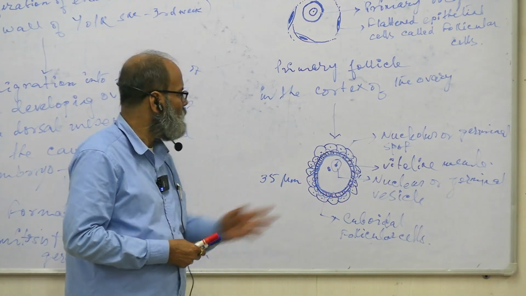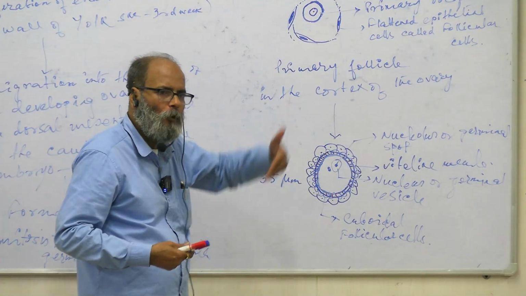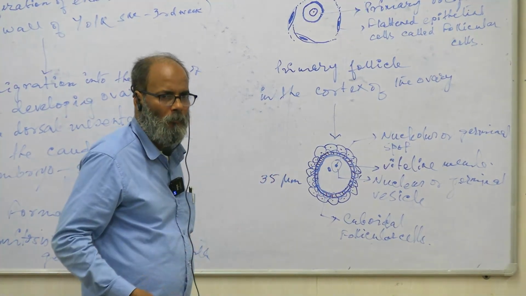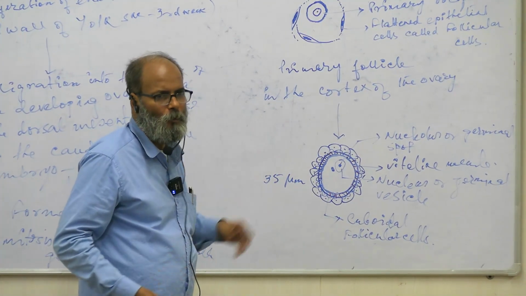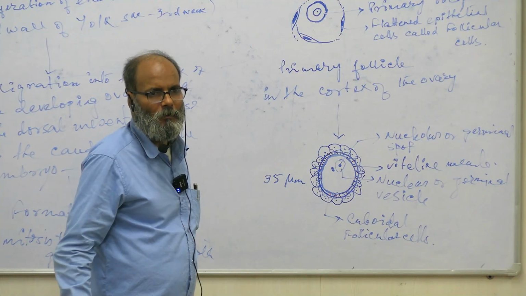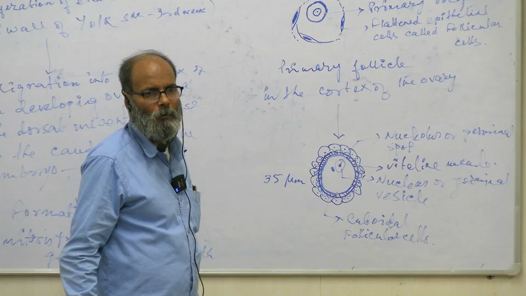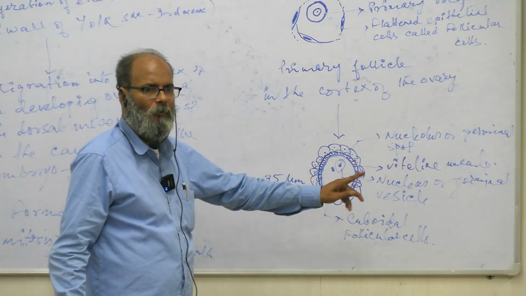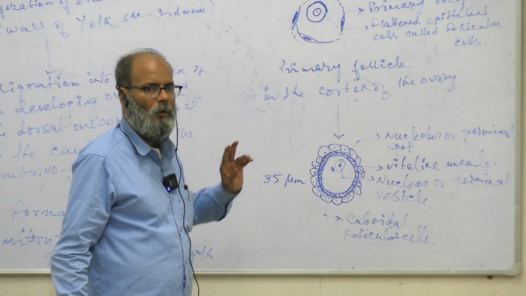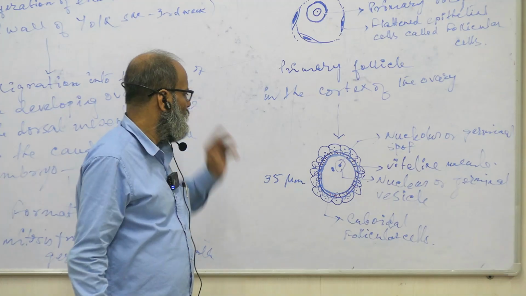Got my point? Within the glycoprotein, there are processes of the follicular cells as well as from the ovum that are anastomosing for the purpose of providing nutrition. Got my point? This is the maturing secondary follicle. Maturing secondary follicle. All right.